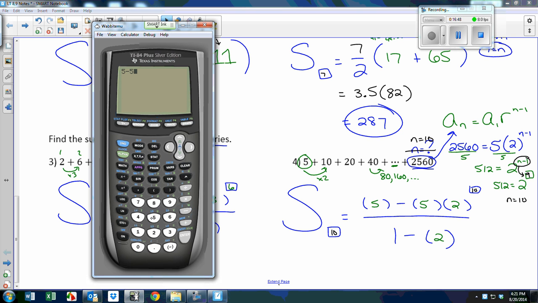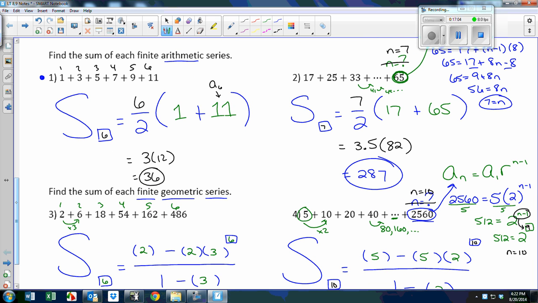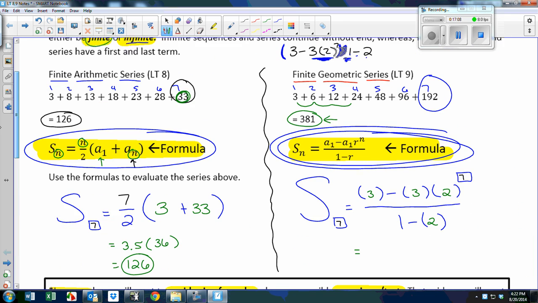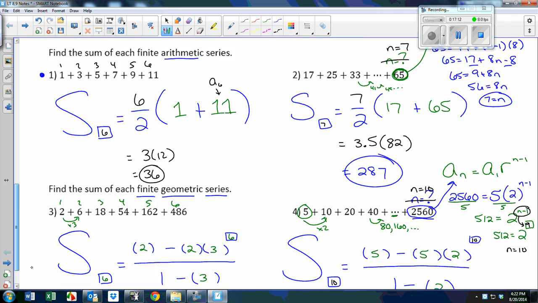5 minus 5, parentheses 2, exponent 10. Enter. Divided by mental math, 1 minus 2, divided by negative 1, so 5,115. And I know that was really fast, but if you need help, come see me. But that's a good little overview of learning target 8 and 9, and especially using the formulas and getting used to those formulas.